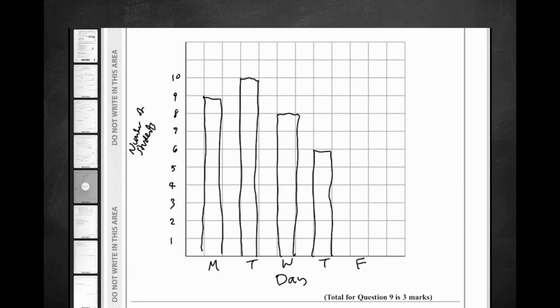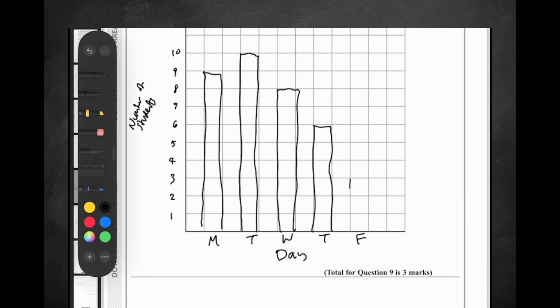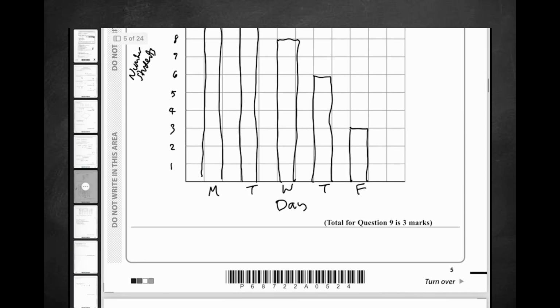You'll have a ruler in the exam, so use that to make your bars a lot straighter than what I am doing. There we go, and that's our bar chart.